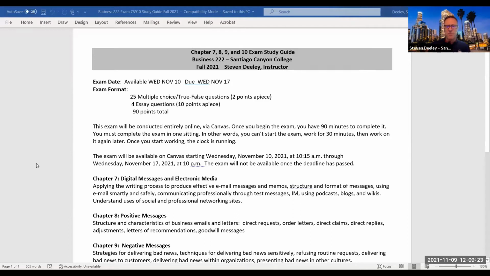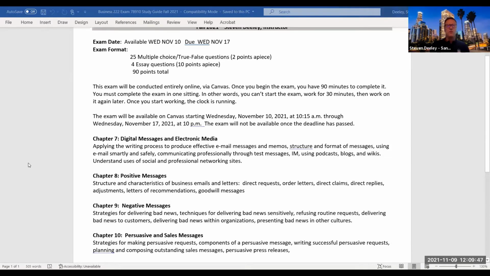The exam is available Wednesday, November 10th, 2021. It'll be available at 10:15 a.m., the same time that I have an in-person section meeting. And you'll have until Wednesday, November 17th at 10 p.m. to finish that. The exam is not going to be available once the deadline has passed. It's going to cover chapters 7 through 10.